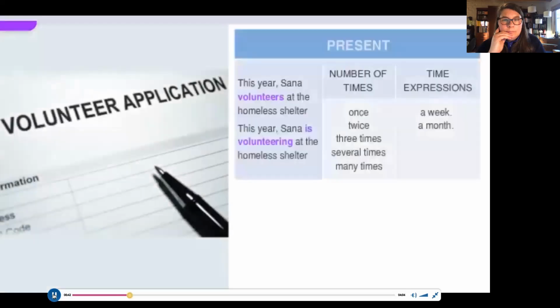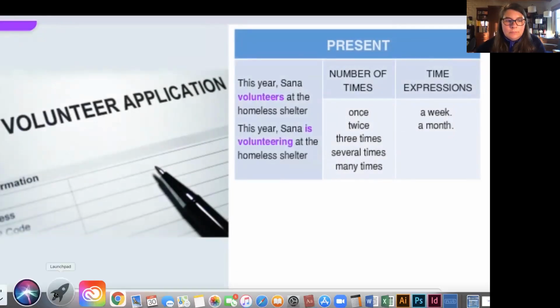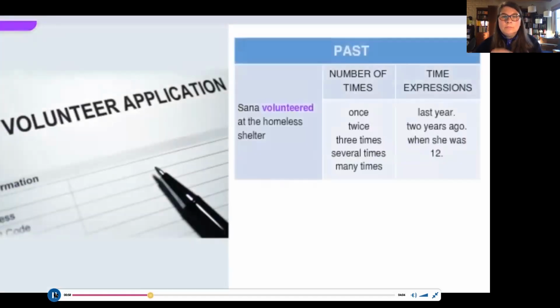Present. This year, Sana volunteers at the homeless shelter 3 times a week. This year, Sana is volunteering at the homeless shelter several times a month. Past. Sana volunteered at the homeless shelter once last year. Sana volunteered at the homeless shelter twice when she was 12. Okay, so this is the number of times, even if we don't say how many, like 7. And that's the time expression to give context.